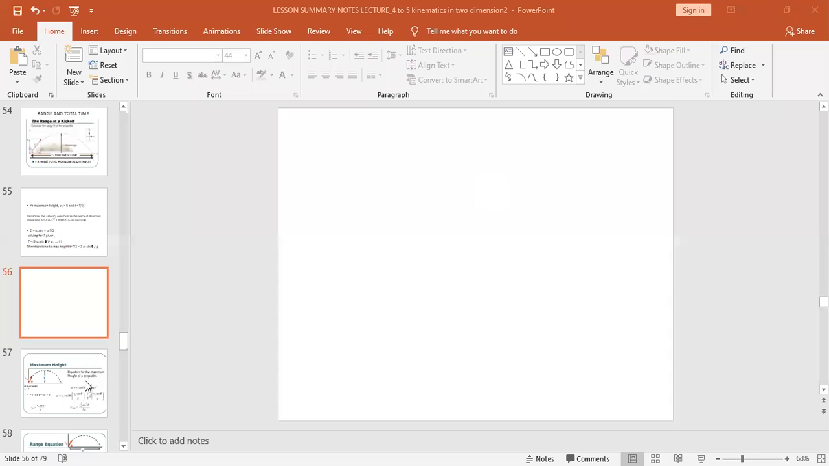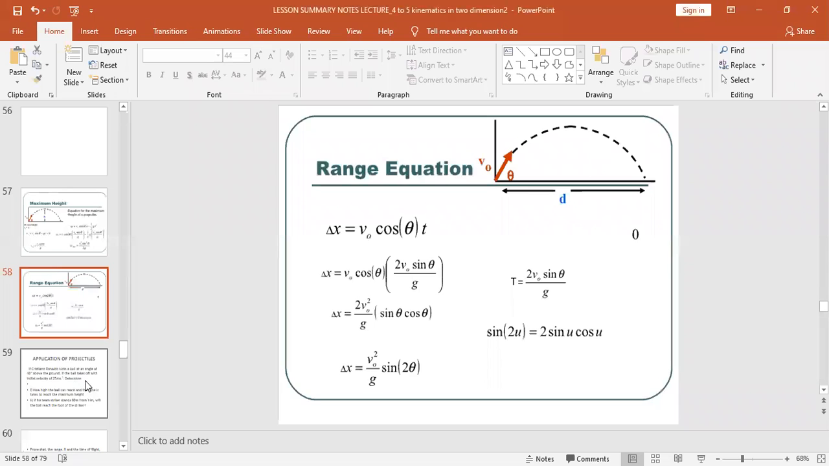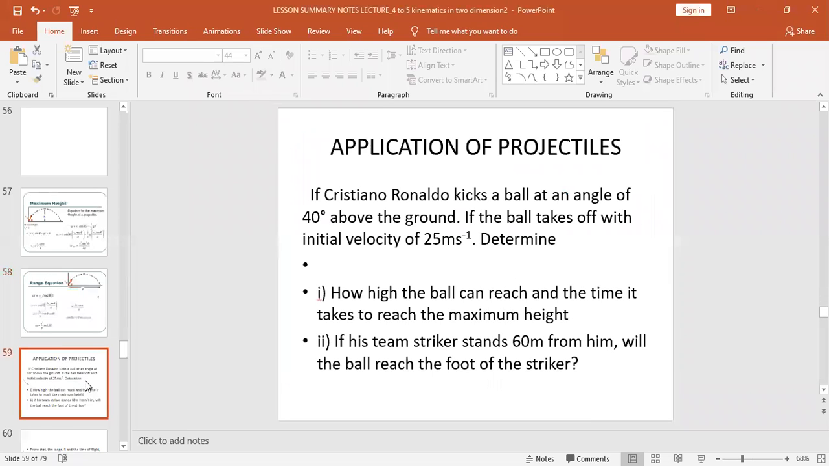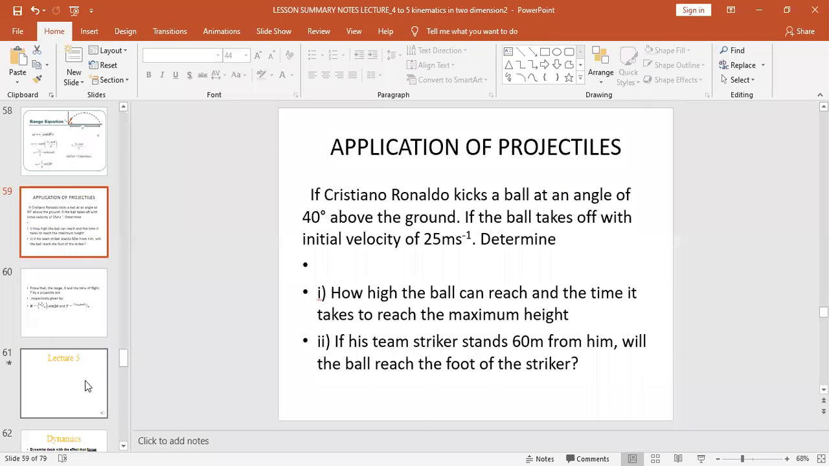Let me go down there a bit. All of them have been proved on the slide like that. So there's a question like this. It says if CR7 kicks a ball at an angle of 40 degrees, meaning theta has been provided. So theta is 40 degrees.